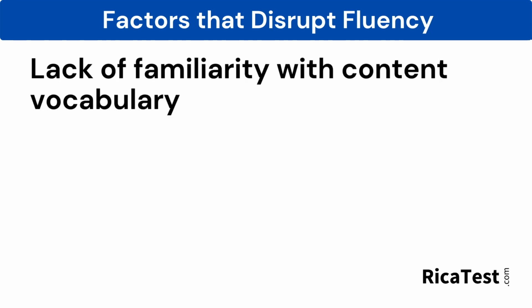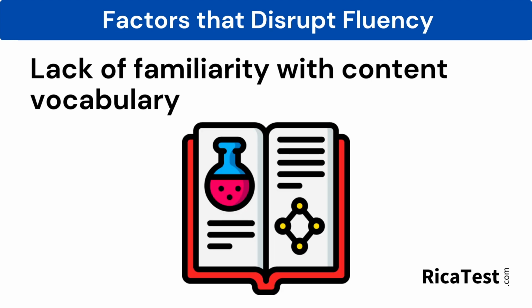The next factor that disrupts reading fluency is having a lack of familiarity with the content vocabulary being taught. Informational books, such as the ones found in social studies and science textbooks, become more heavily used as students enter upper grades. In order for students to comprehend these informational texts, they will need to have the skills that allow them to decode more challenging vocabulary, which are often found in these textbooks.